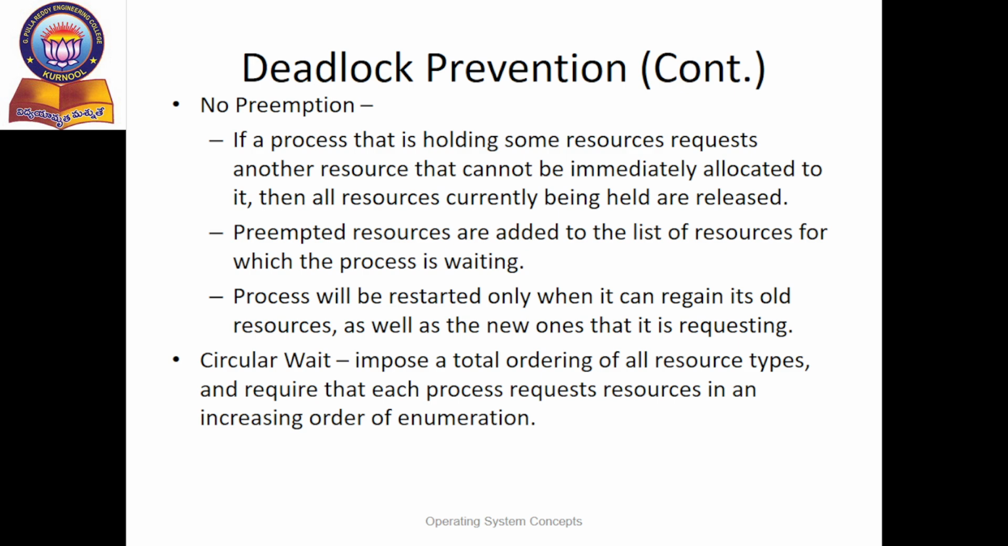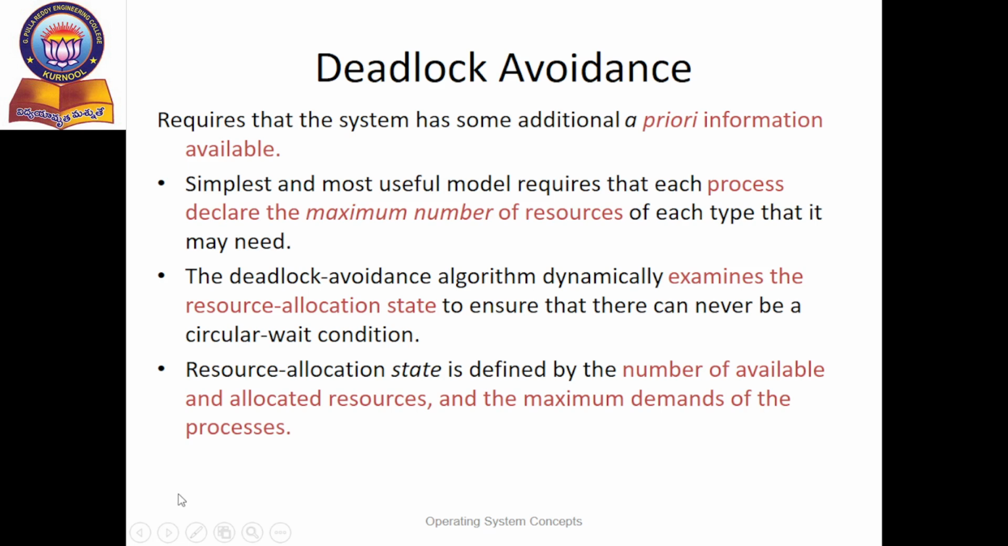In this manner, whenever we break any one of these 4 conditions, either we violate mutual exclusion, or we violate hold and wait, or we violate no preemption, or we violate circular wait, then we can prevent deadlocks. So this is the first solution that we are providing for handling deadlocks. In the next session, we shall see something about deadlock avoidance.